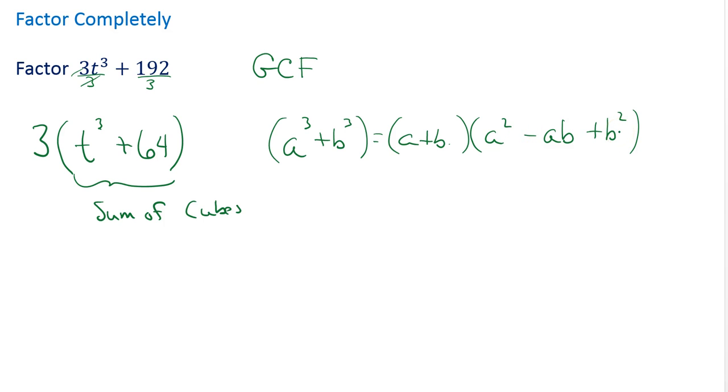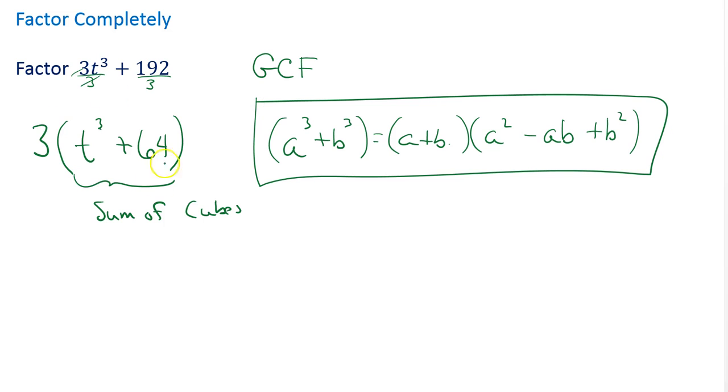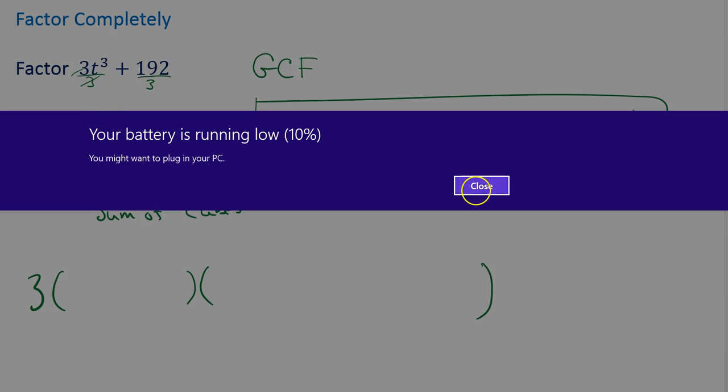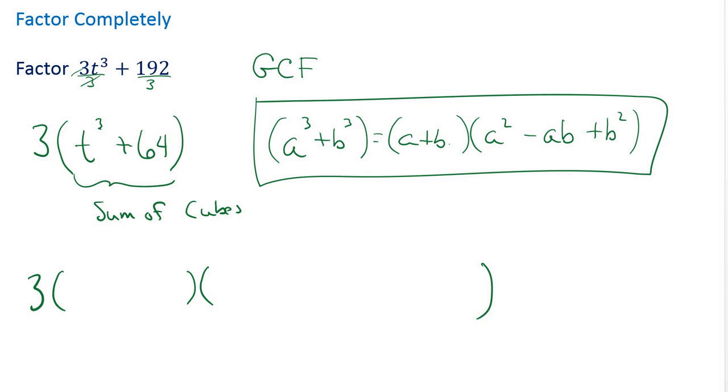So let's try that for this particular problem. So the 3 now comes straight down, and remember I'm going to have a short set of parentheses and then the long set. Short set meaning the binomial, long set meaning the trinomial. So the cubed root, sorry about that low battery thing, I had to fix it. So the cubed root of t to the third is t, and then the cubed root of 64.